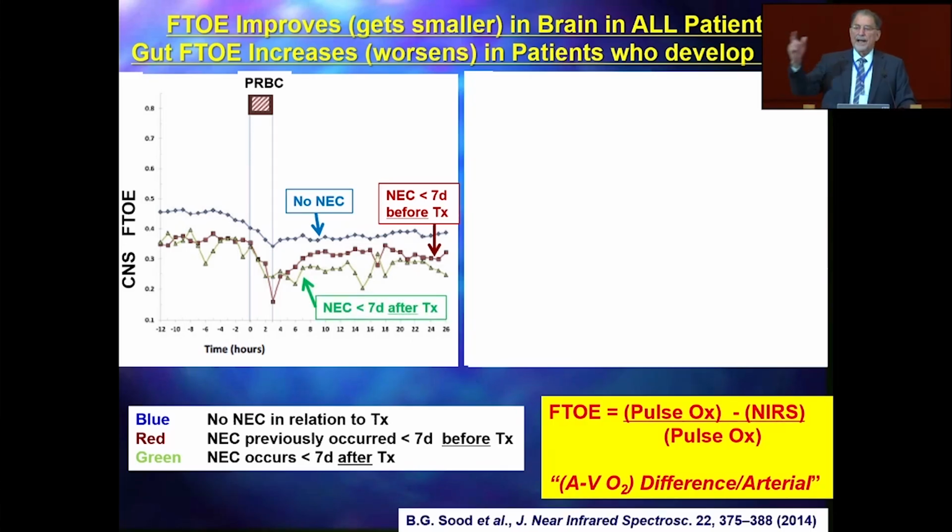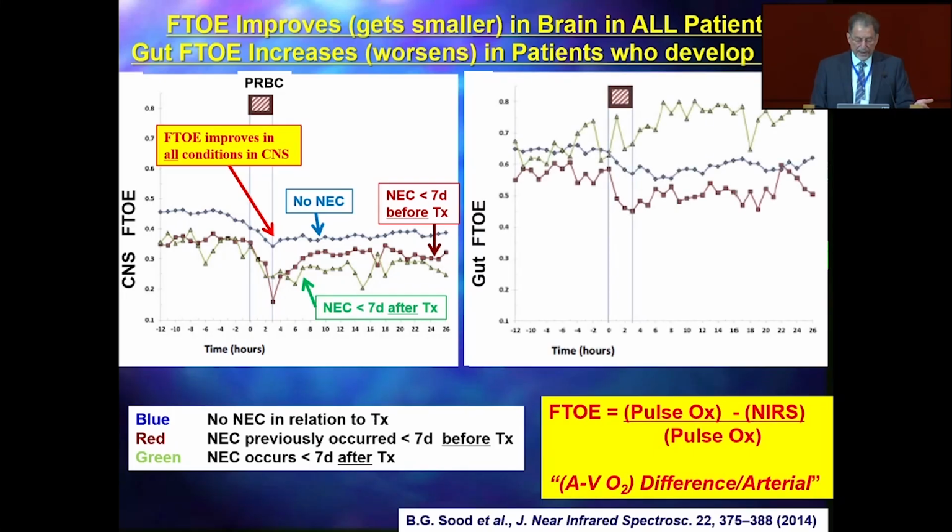came down, got better. In patients who had NEC a week before, fractional extraction got better. And in patients who got NEC in the week after, oxygen extraction got better. So there seemed to be no relationship to the transfusion or concerns about blood flow to the brain. So in this case, fractional extraction was improved under all conditions in the brain.